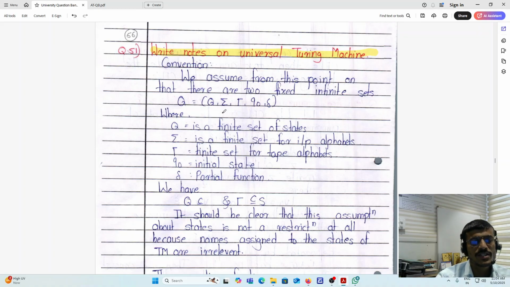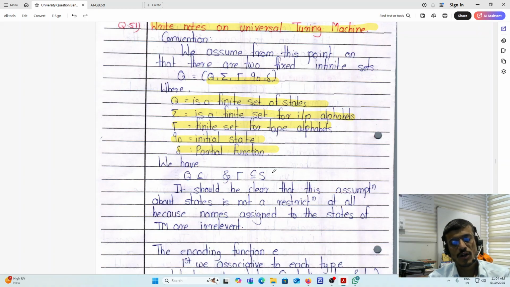Basically the Turing machine consists of 5 tuples: Q, sigma, then tape alphabet, q naught and delta. Where Q is the finite set of states, sigma is the input alphabet, gamma is the finite set of tape alphabet, q naught is the initial state, and delta is the partial function. Okay, so that is the definition you have to write down.